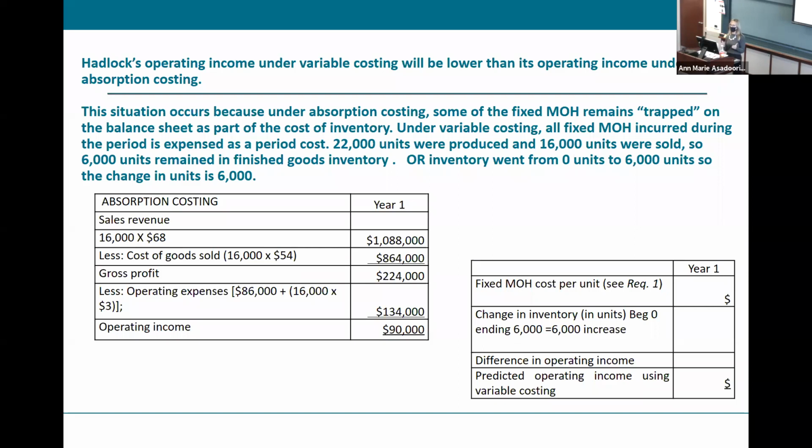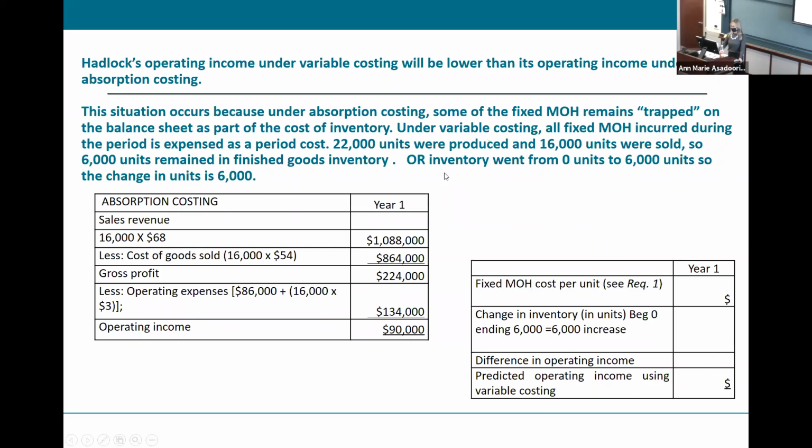All right, so we know our net income under absorption costing. And so now this problem said, before you do the income statement, what will your net income be under variable costing? Right, so I gave you a couple of ways to think about this. Your book gave you a shortcut way of saying, what's the fixed factory overhead? Look at the change in your inventory, multiply that by the change in your inventory, and that will be the difference in your net income.